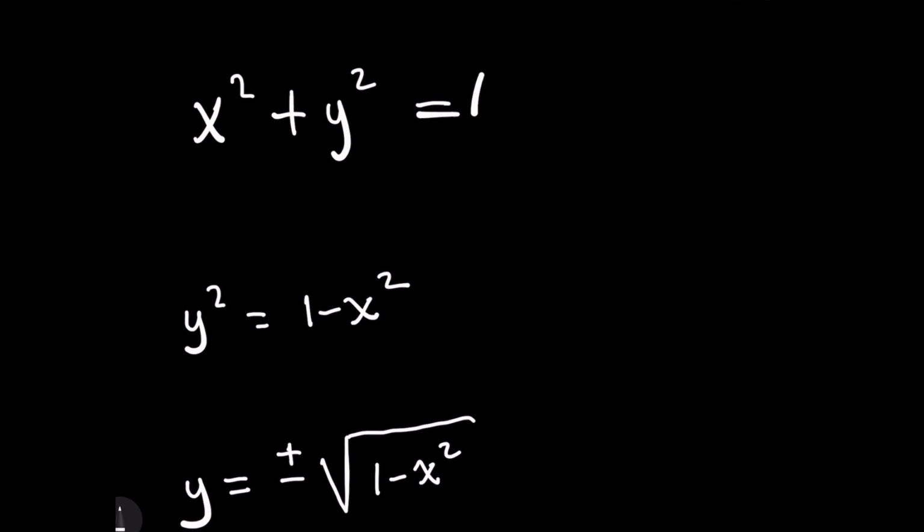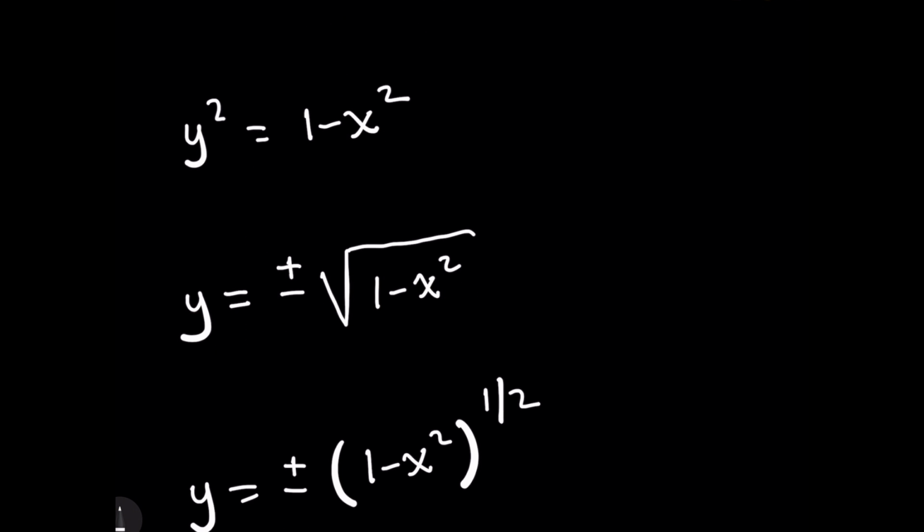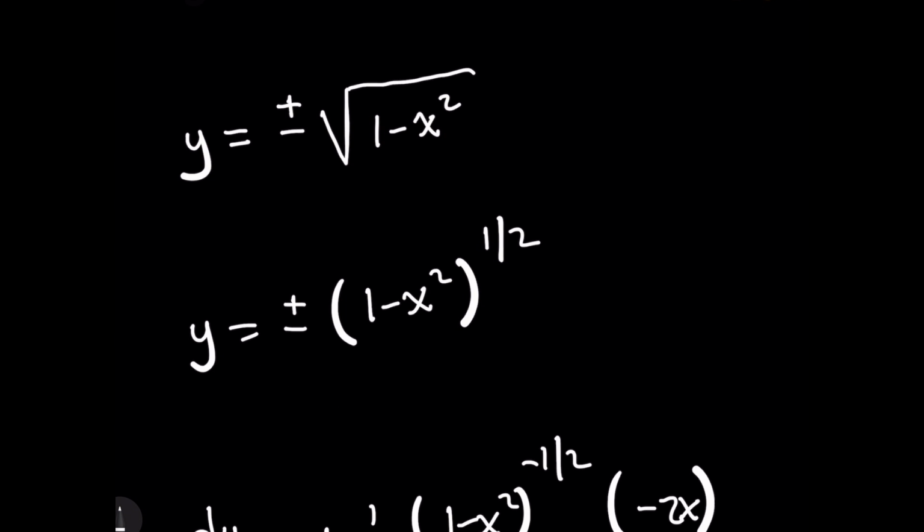So what we'll first try is we'll simply subtract x squared on both sides of the equation, giving us y squared equals 1 minus x squared, and then after taking the square root of both sides, you'll be left with y equals plus or minus the square root of 1 minus x squared. Do you already see the issue of trying to take the derivative of this? If you don't, that's okay.